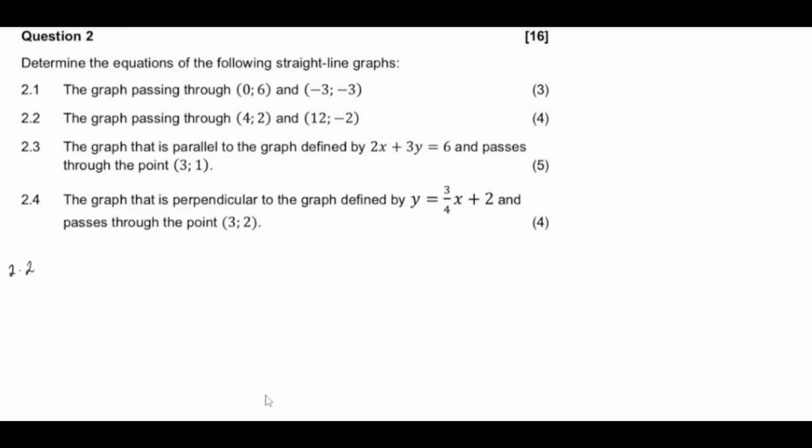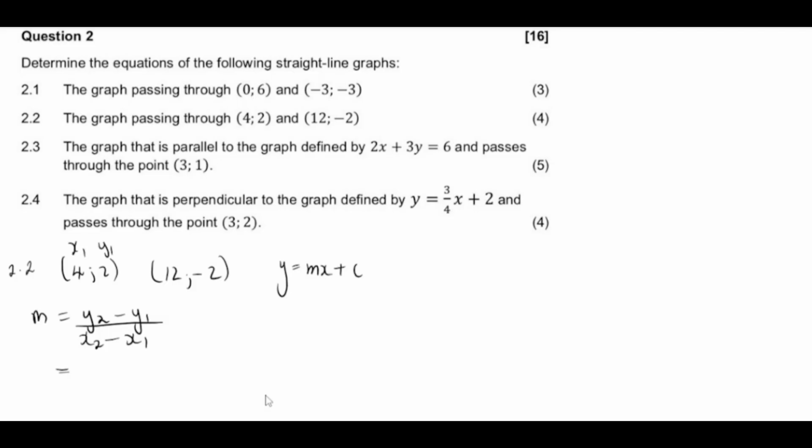For 2.2, they're saying the graph is passing through (4, 2) and (12, negative 2). First, let's find our gradient. Our gradient is y2 minus y1 over x2 minus x1. Let's make the first one x1 and y1, second one x2 and y2. Let's fill in our values.